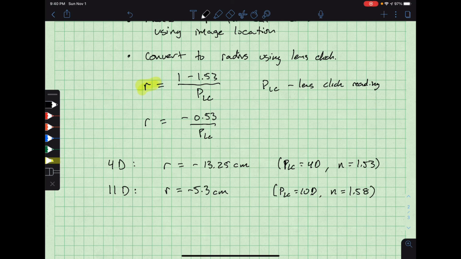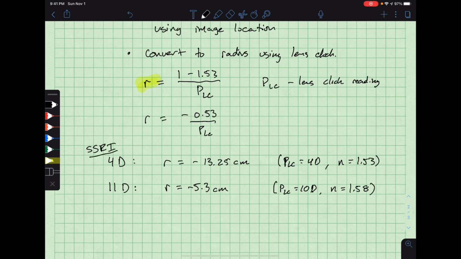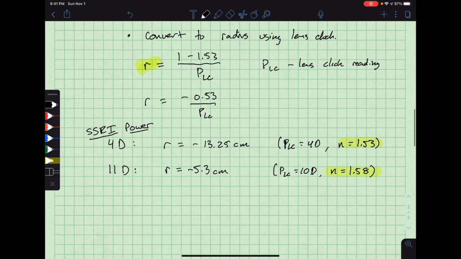So again, the lens clock reading is not the actual power. It's basically a converted power assuming a certain index. And so for the 4 diopter lens, that index is correct, and the power on the lens clock matches the actual power of the SSRI. For the 11 diopter, the actual power is different from the lens clock reading power, which indicates the index of refraction is different. So these indices of refraction you could calculate by carrying out this calculation twice. But like I said, we'll skip that step from the end of part 1, so you can shave a little bit of time off of the lab this week.